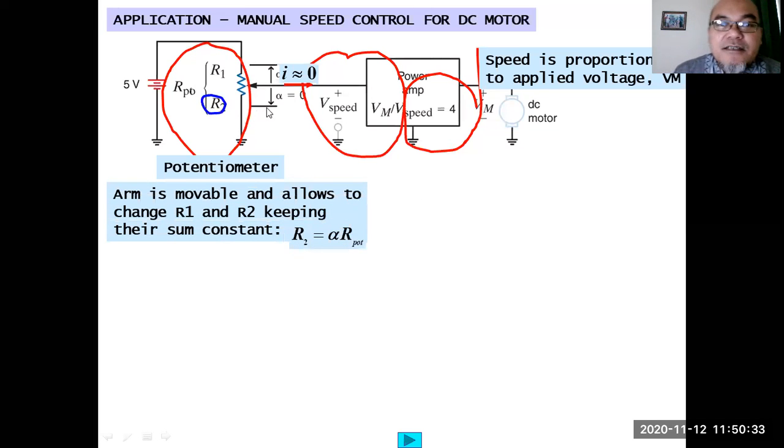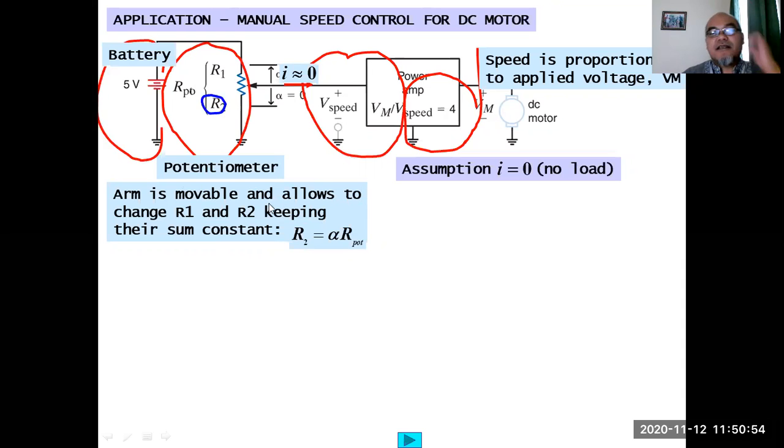The arm in a potentiometer is movable, so it allows us to change the values of R1 and R2, but the sum will still be constant. R1 and R2 will still add up to the total R, which is R potentiometer. So R2 here equals alpha times R potentiometer. So this is a battery.